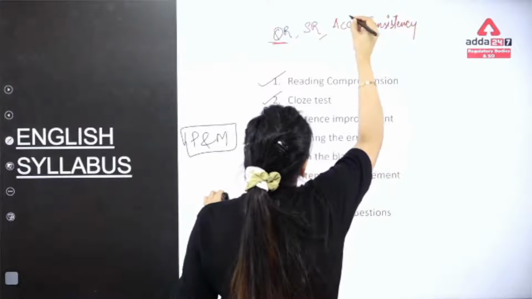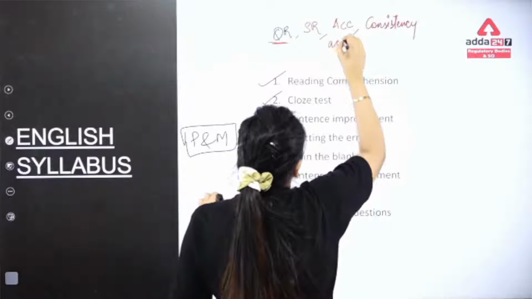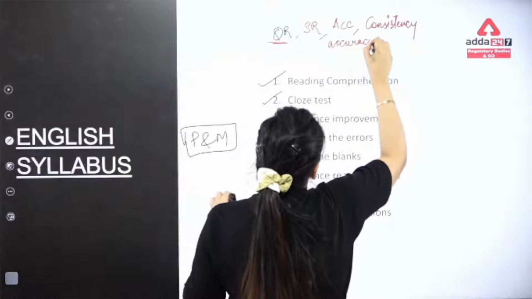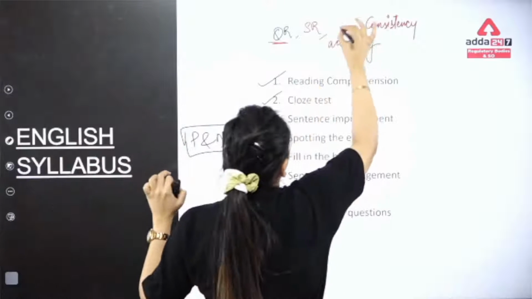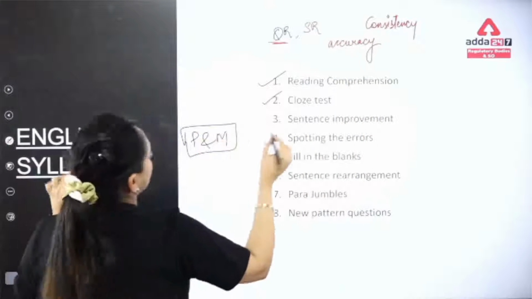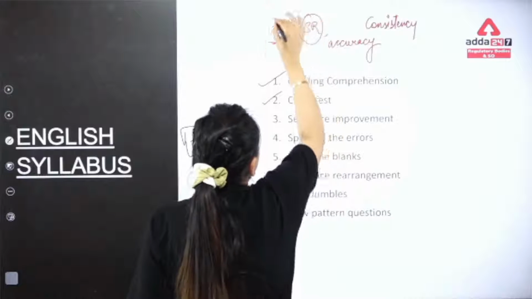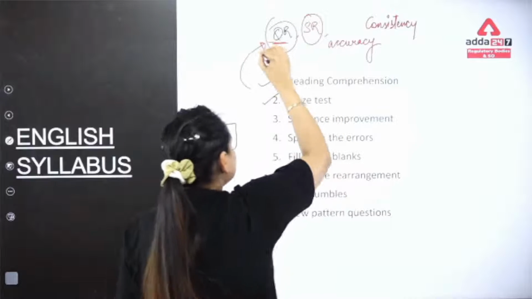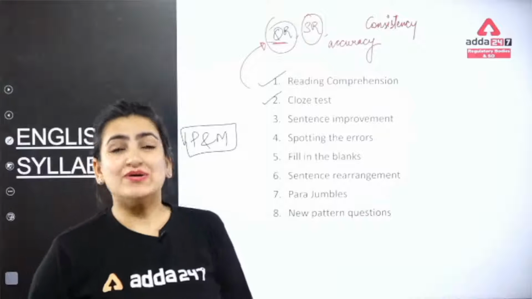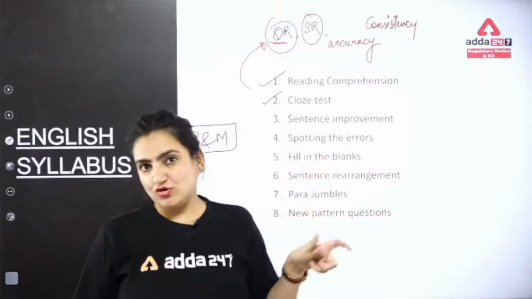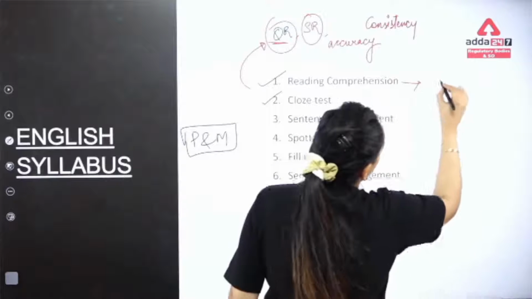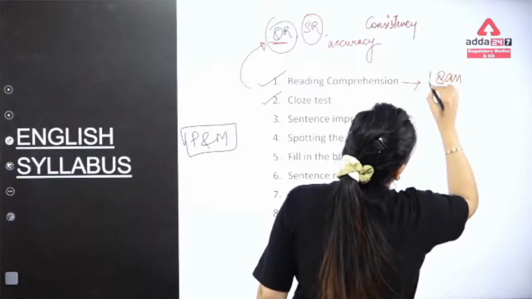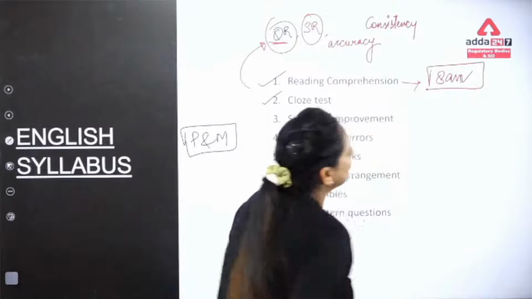So consistency, accuracy, I'll just write it here. Then the speed reading and the quality reading. All these things really matter a lot if you talk about the topic reading comprehension. And the good news for you is that you will be quite excited if I tell you this particular thing.